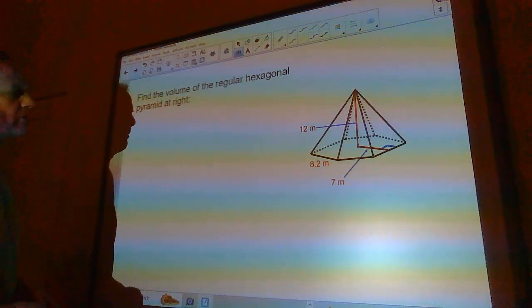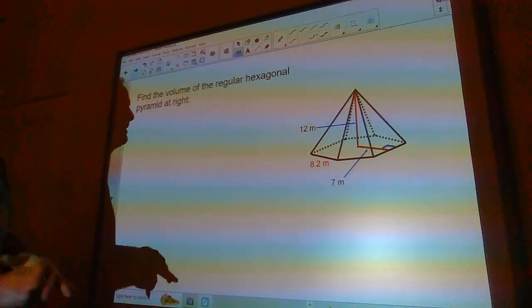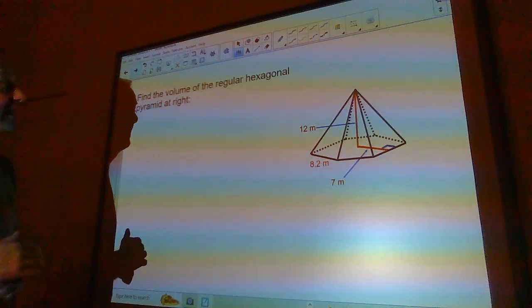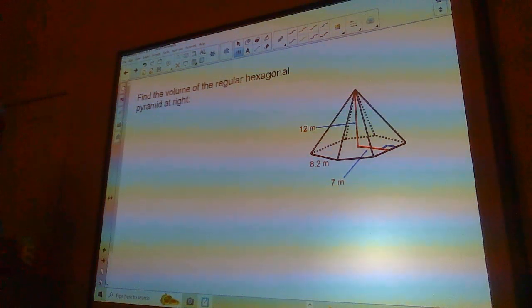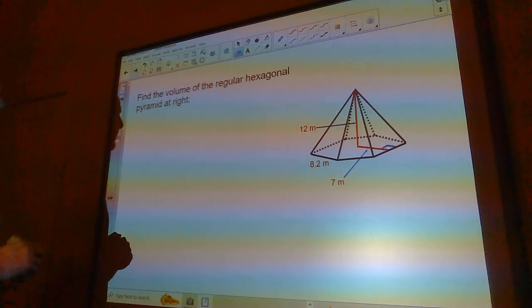Okay, here we got another one. Let's go ahead and do this one too. Go ahead and pause the video. See if you can figure this out. This is a regular hexagonal pyramid. And then jump back on and see if you got the same answer I did.